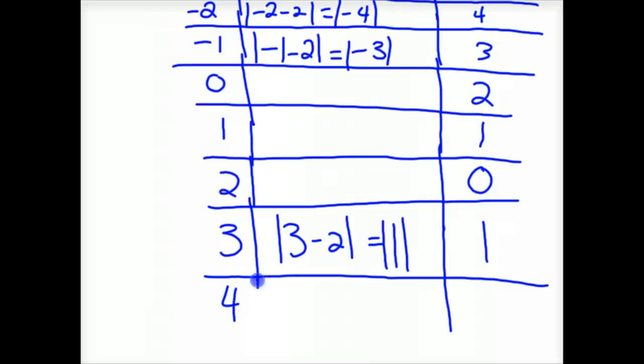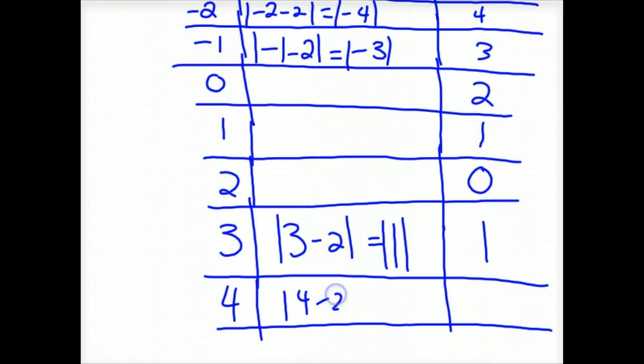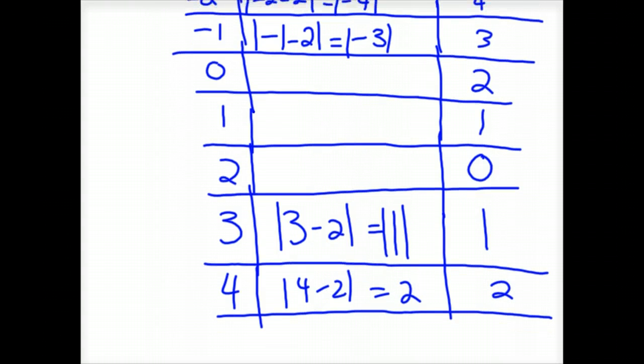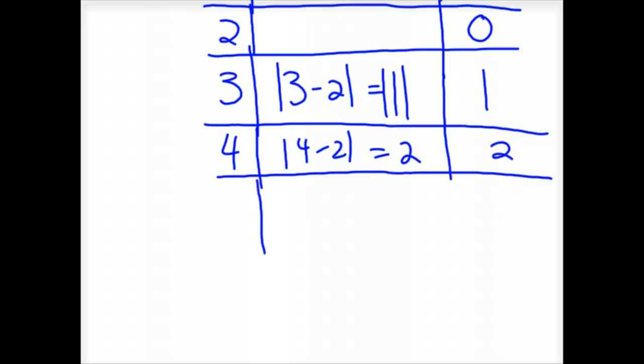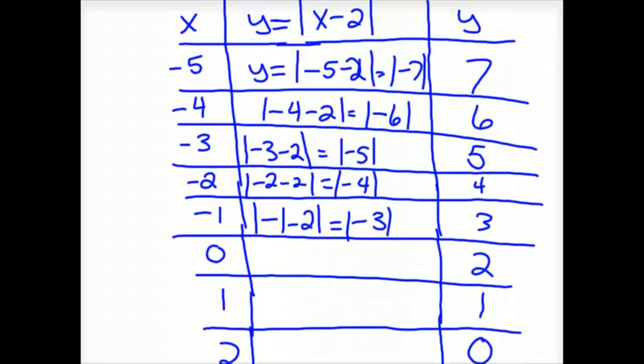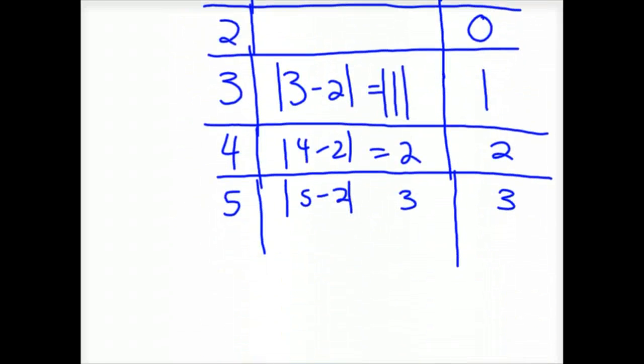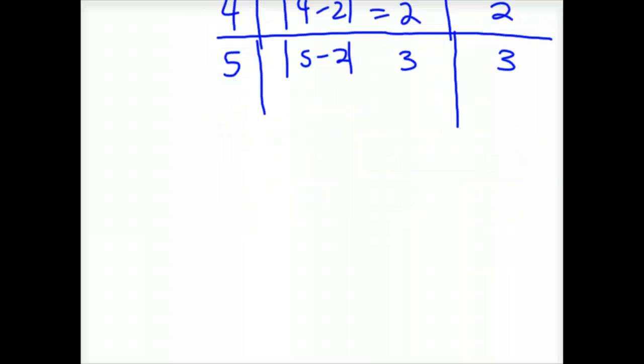So 4, I guess we are going to have to go to a few more. Now we got 4 minus 2, which is 2. And then again, this one keeps going on and on. So 5, 5 minus 2 is 3. Absolute value keeps it positive. And so there we have our table from -5 to +5. And so what you can do next is graph that.